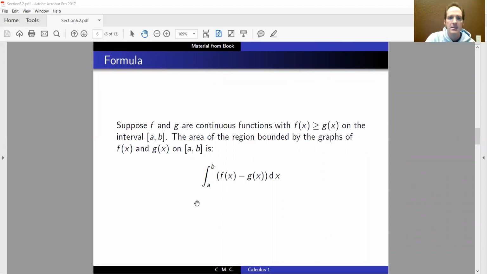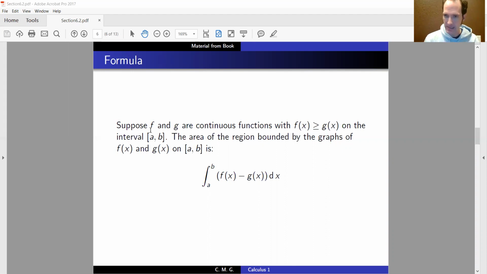So what do we get here? I have two functions. I need both of those functions to be continuous, and f of x is on top of g of x. So the top function and the bottom function are distinctly defined and well defined in this situation.